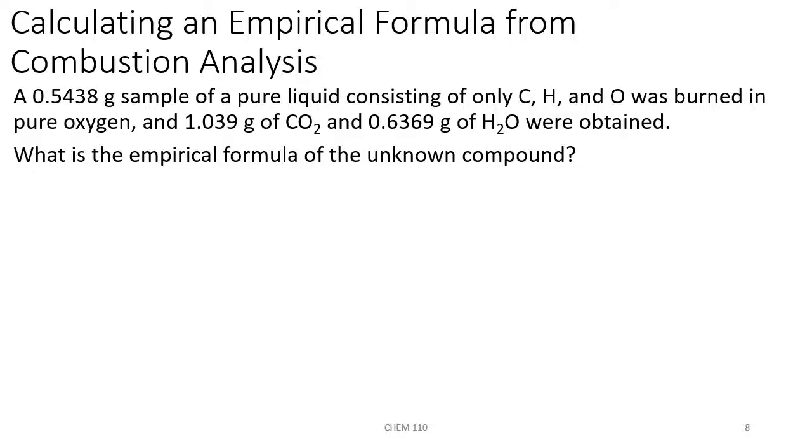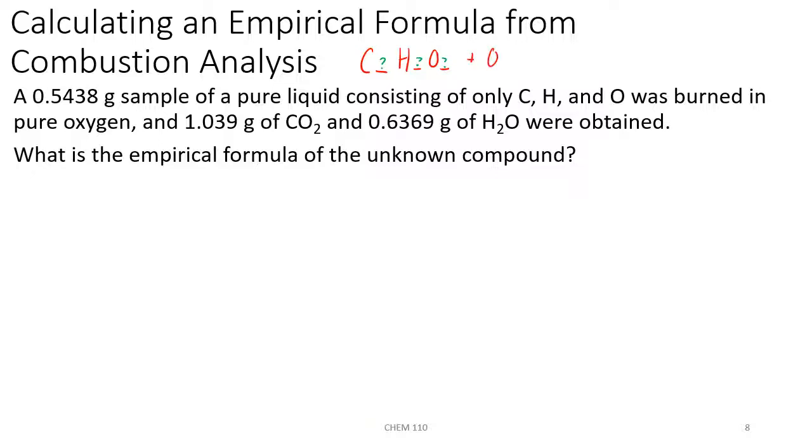Calculating an empirical formula from combustion analysis. A 0.5438 gram sample of a pure liquid consisting only of carbon, hydrogen, and oxygen was burned in pure oxygen, and 1.039 grams of CO2 and 0.6369 grams of H2O were obtained. What is the empirical formula of the unknown compound? So we have some sample with carbon, hydrogen, and oxygen in it. And remember, when we're finding an empirical formula, we don't know what these subscripts are. That's going to be our job to figure them out.